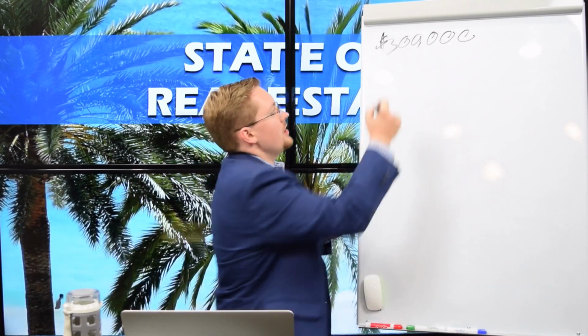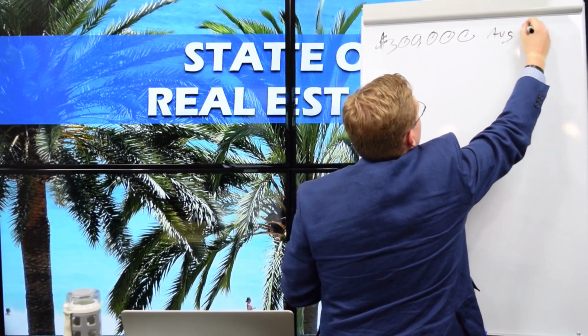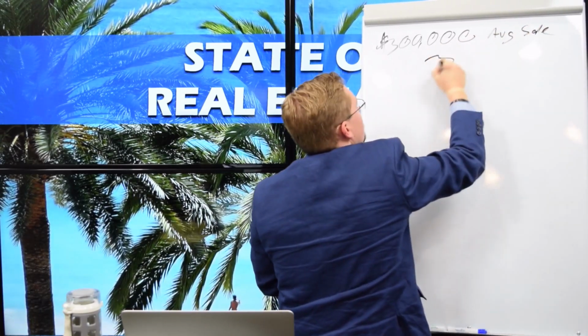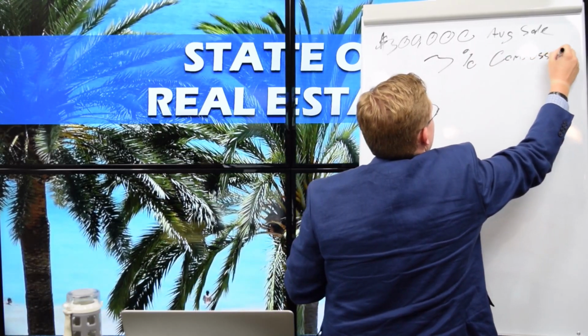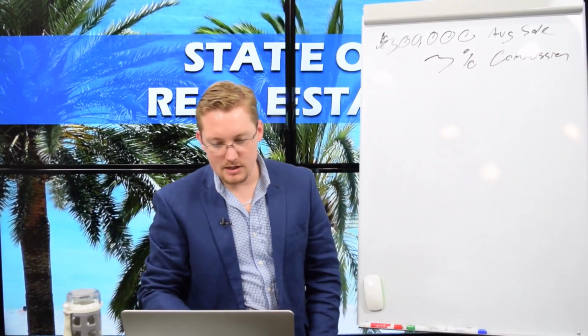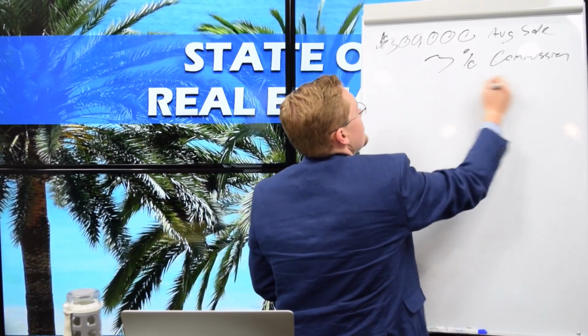So we've got our $300,000. We're going to charge a 3% commission rate. So 3% commission makes our average total commission $9,000.